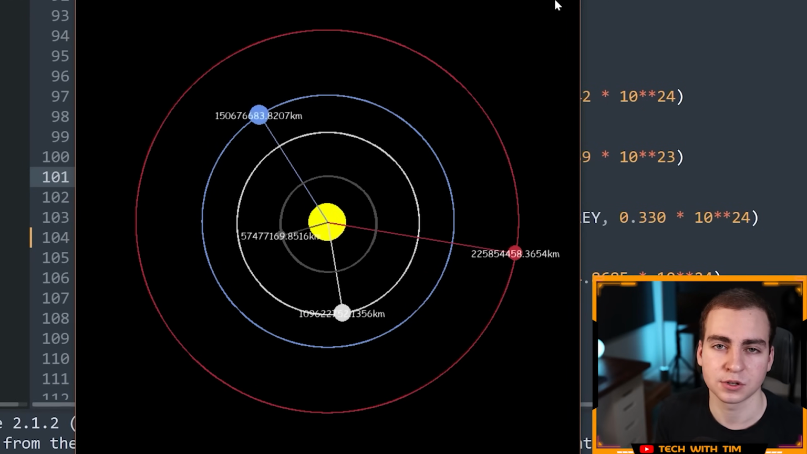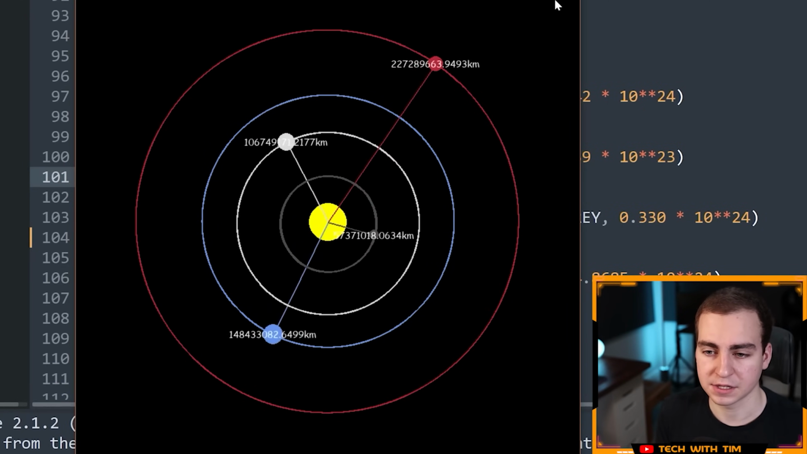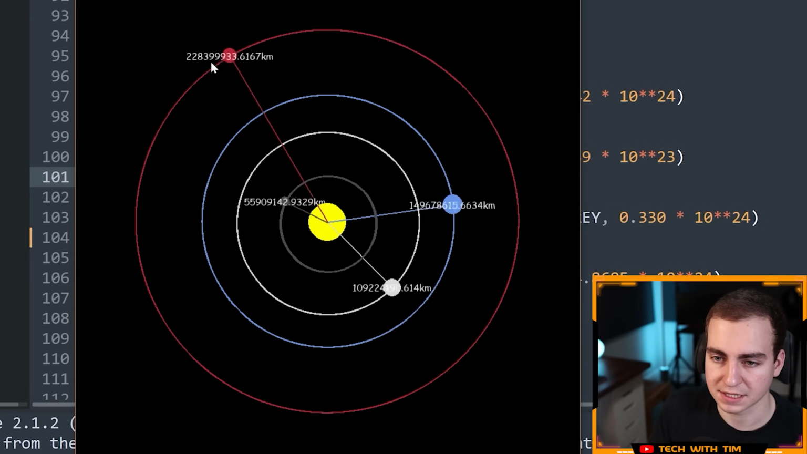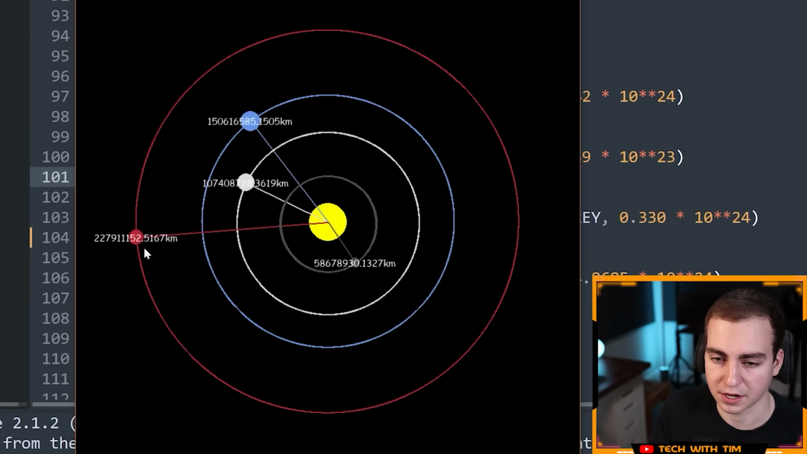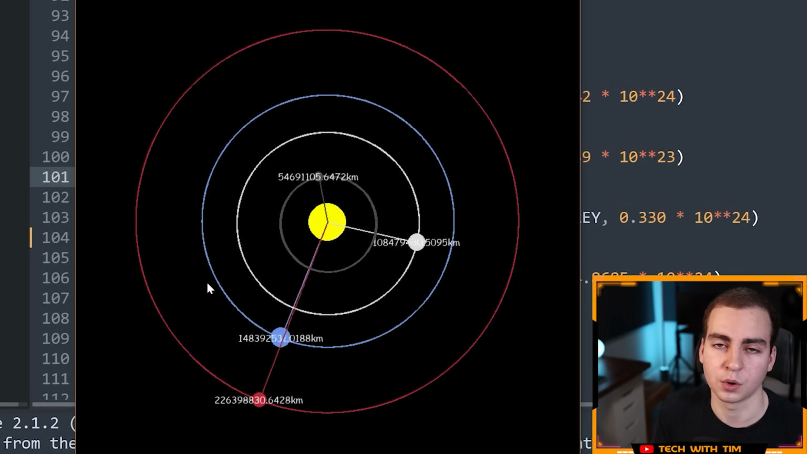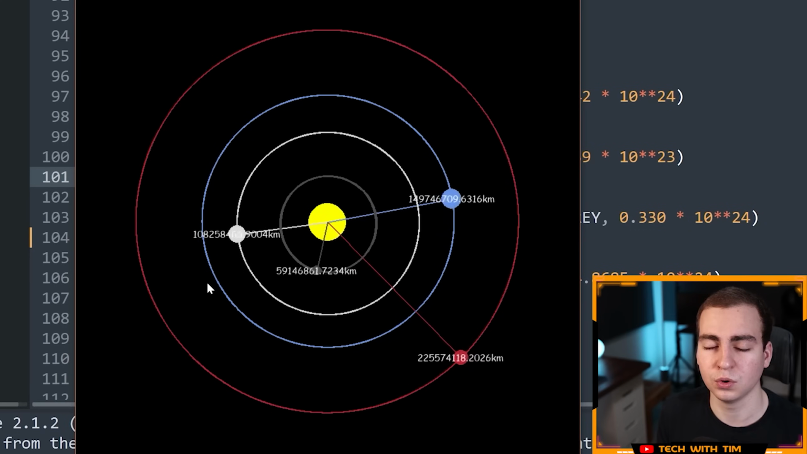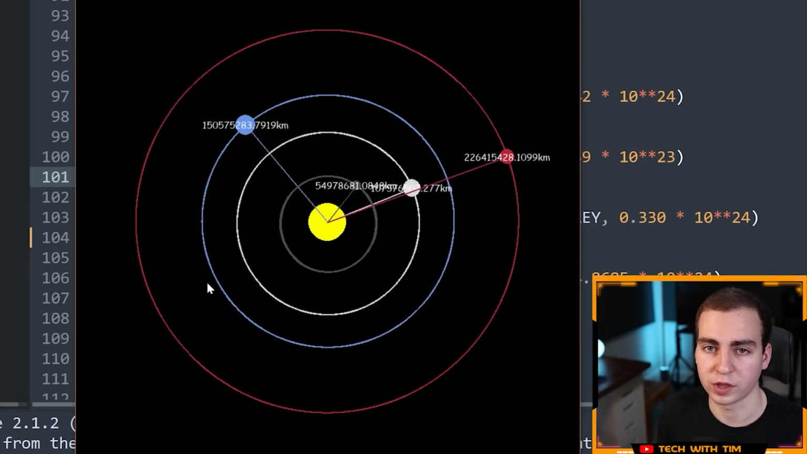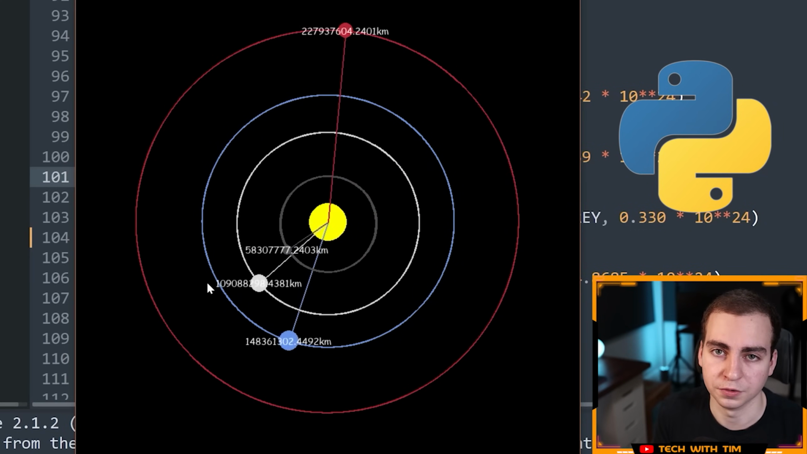Now here it does look like the orbit is circular. It is not. You can see I'm actually writing the distance of the planet to the sun on each planet, so it's changing as we go around the orbit. Well, this is really cool. We're kind of mixing a bit of physics with Python and looking at a cool simulation.